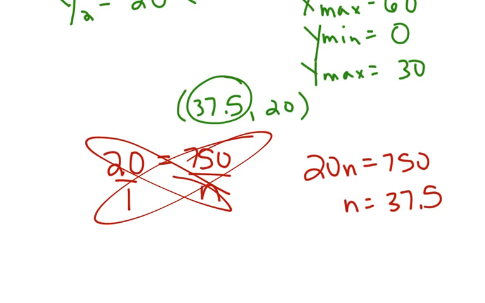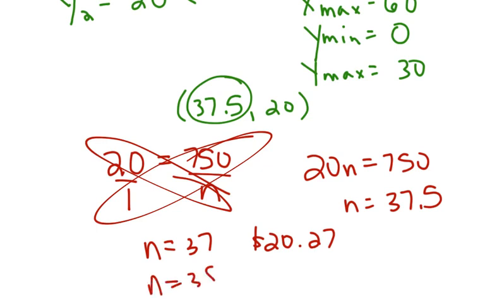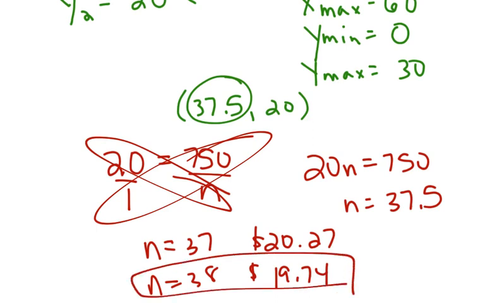What's 750 divided by 37? You're going to find out that the cost would be $20.27 a person. And then if you try $750 divided by 38 people, you're going to find out the cost would be $19.74. So it turns out that you would actually need 38 students to keep the cost at or below $20 per student.